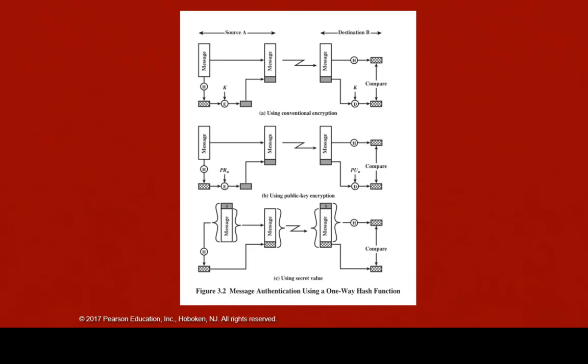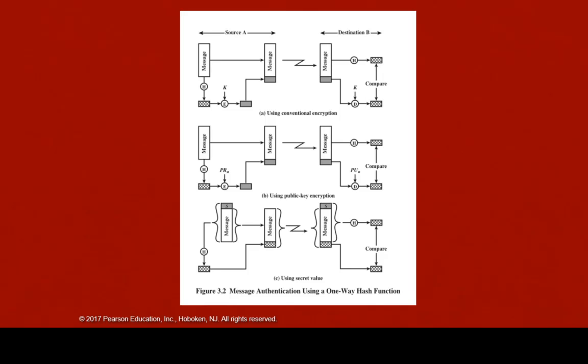Figure 3.2c shows a technique that uses a hash function but no encryption for message authentication. Because the secret value itself is not sent, it is not possible for an attacker to modify an intercepted message. As long as the secret value remains secret, it is also not possible for an attacker to generate a false message.